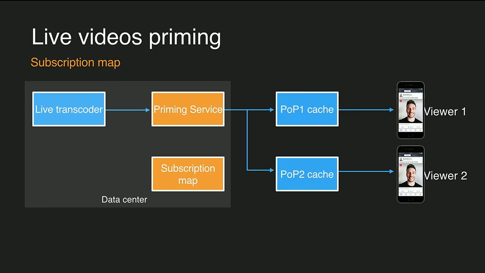So we needed to build a subscription map, and the pop caches, when they actually get requests for a given video, subscribe themselves with the subscription map service and tell it that, hey, I have a user that's watching this video right now, so send me the future updated live video segments. And the priming service then consults the subscription map as new video segments come in, and it starts sending the video segments to the right pop caches.